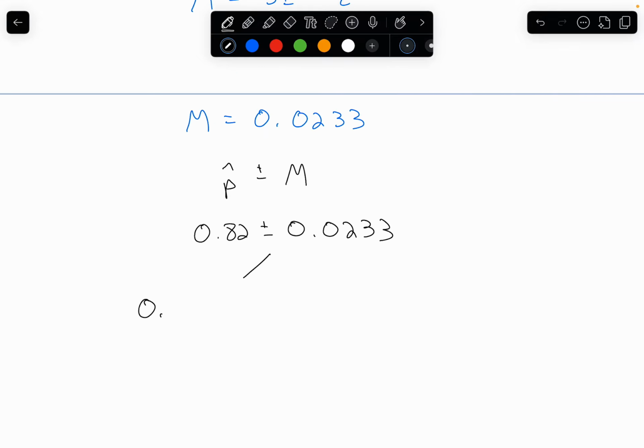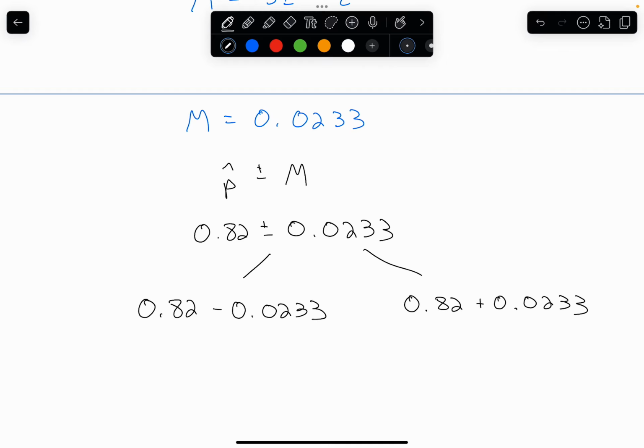I have 0.82 minus 0.0233, and then I also have 0.82 plus 0.0233. I would recommend taking a second to write out both of these because we are going to have to calculate both of these. When we write out our confidence interval, we always want the smaller number first, and that is something that matters. That is something that I'm going to be picky about, which means that the minus case right here always goes first.